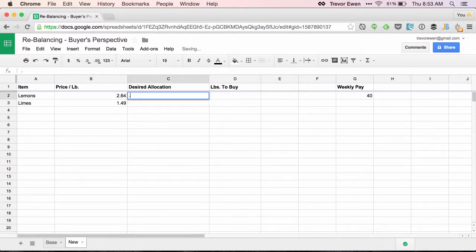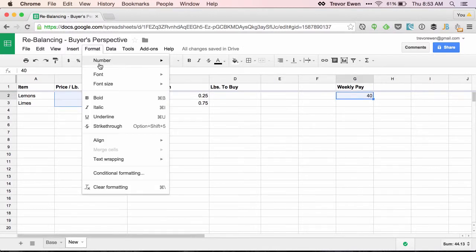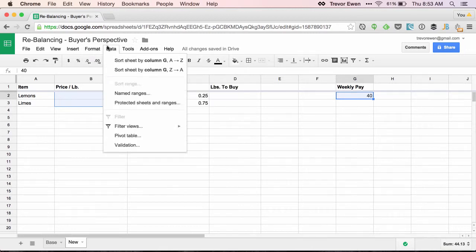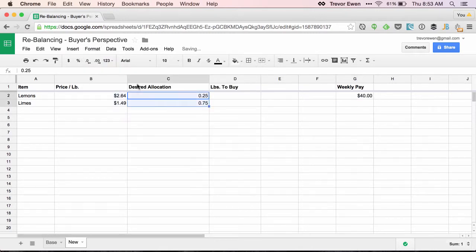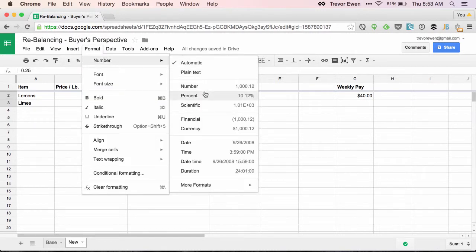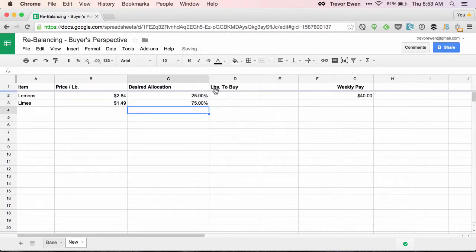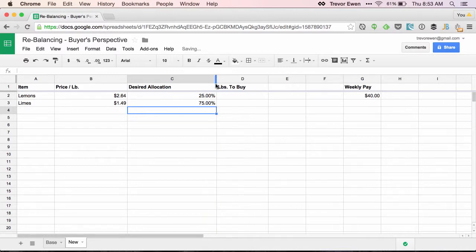Desired allocation, I like limes a lot better than lemons, so I'm going to make them 75%. Now, in the other sheet, these numbers are formatted, and a quick way to do that is to just use the format, and we make these guys into currency, and we make these into percent. So the underlying number is still represented here, but in this case, it's just a little nicer to look at. And that way, when we run a calculation, we're still running a calculation with the real number we want.